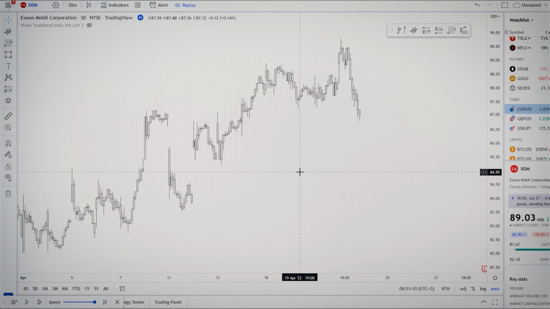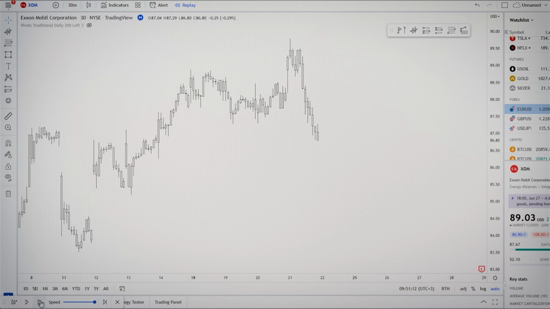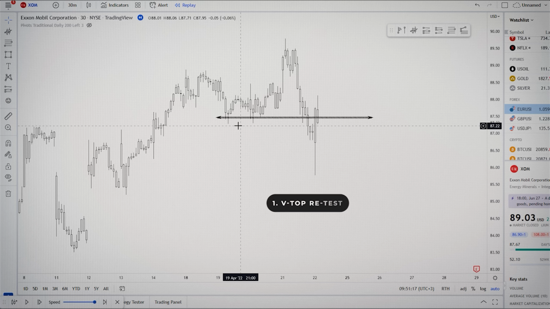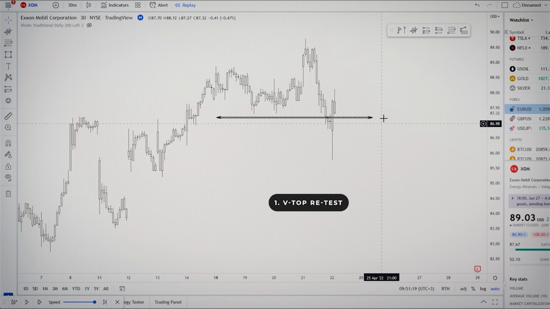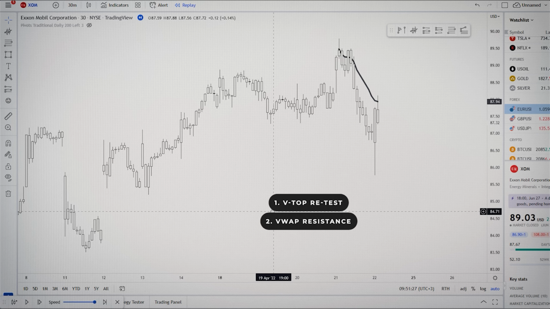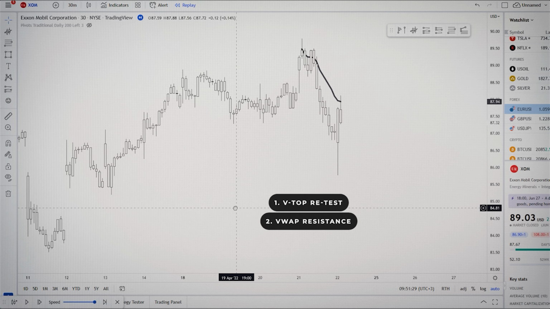After price closed below the neckline, we need to wait for a pullback to the initial breakout zone. That's the first resistance level. We add the anchored VWAP from the highest high of the V-top formation. That's our dynamic resistance, the second component.